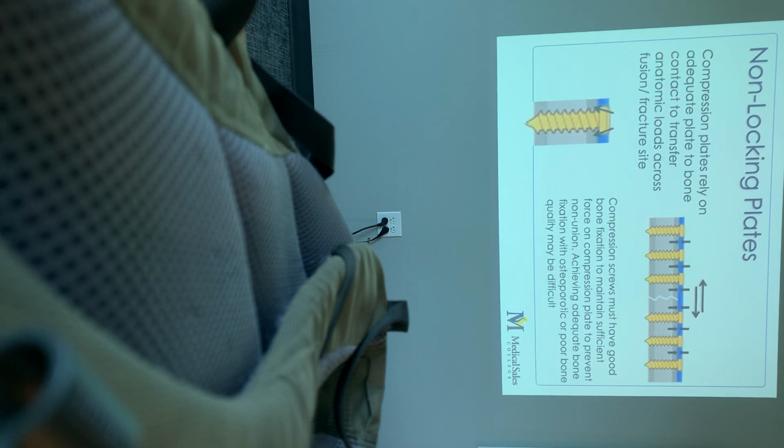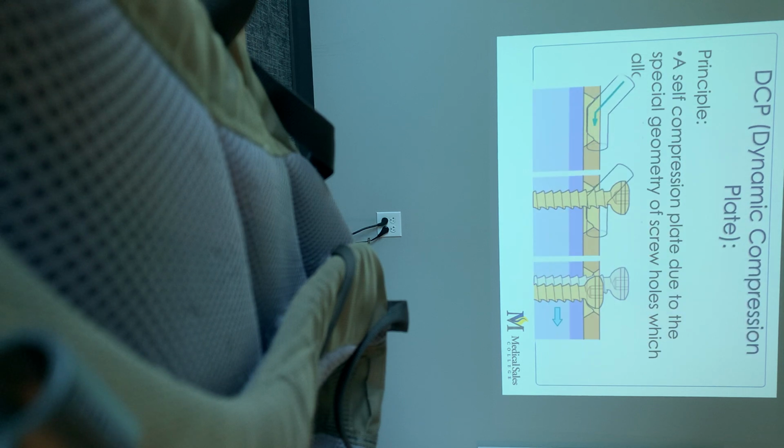So we know what non-locking plates are. They simply pull the plate down to the surface and secure it tightly against the surface of the bone, and the screws are bicortical. But now, non-locking plates, of course, have the ability to have compression, right? Dynamic compression plate or the low contact dynamic compression plate.